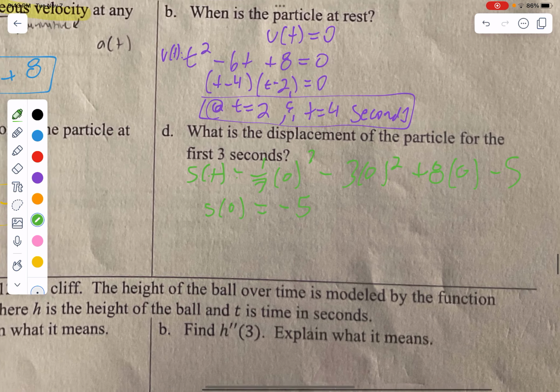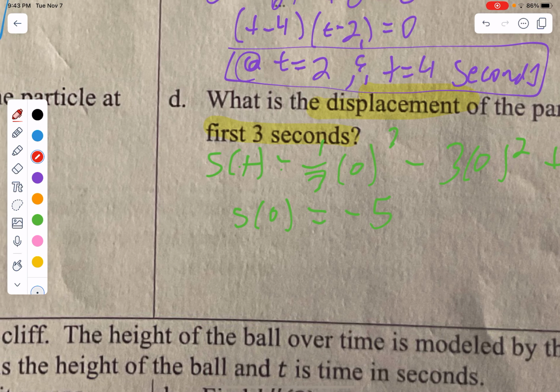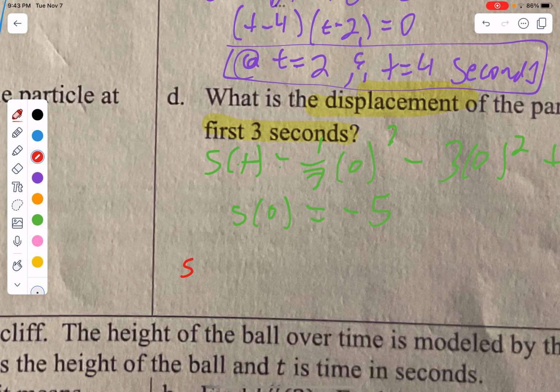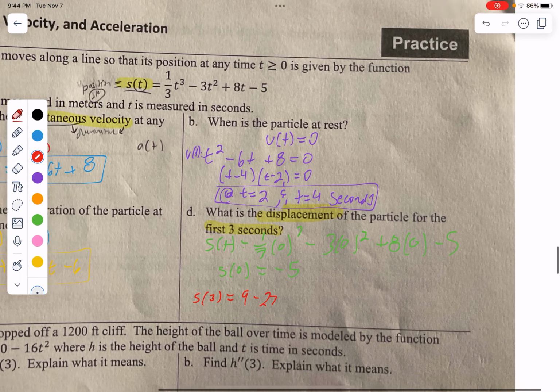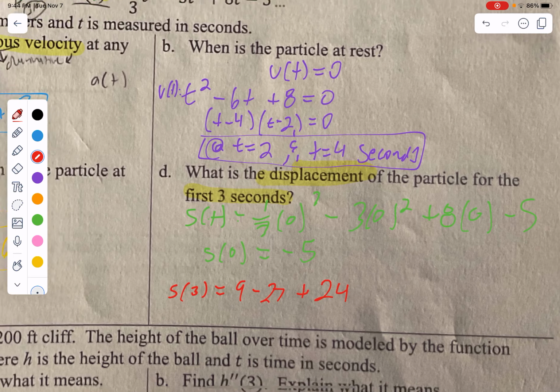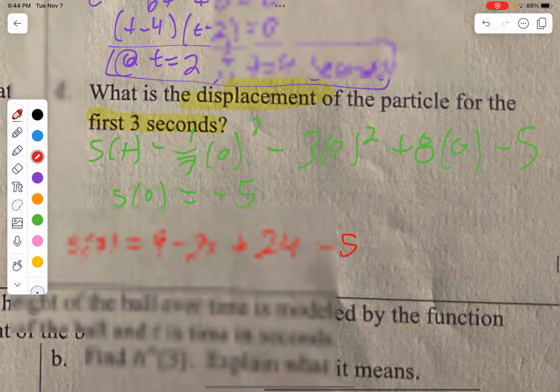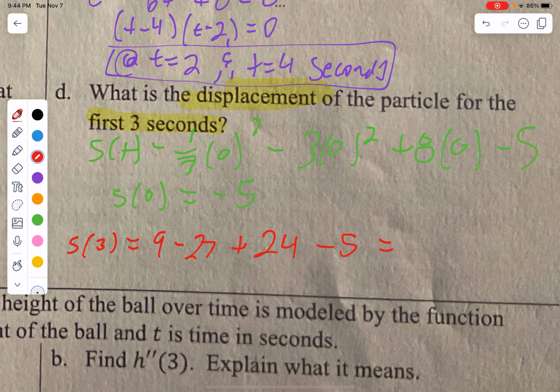All right, you're doing the same thing because it wants the displacement for the first 3 seconds. We're going from 0 to 3, so we do the same thing for the number 3 now, which we'll do in red. So S of 3 equals 9 minus 27 plus 24 minus 5. And all of this gives you 1.